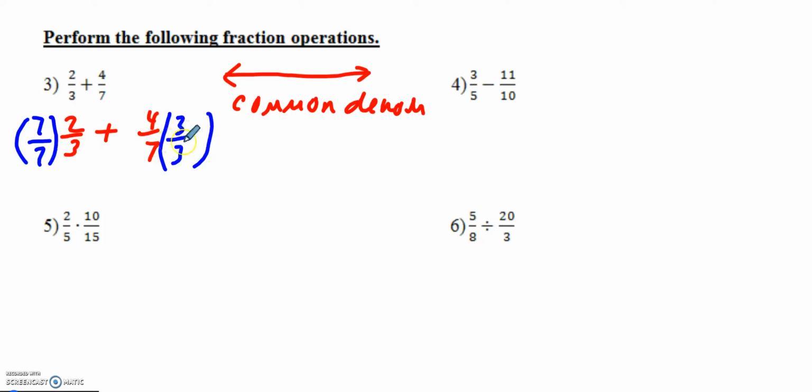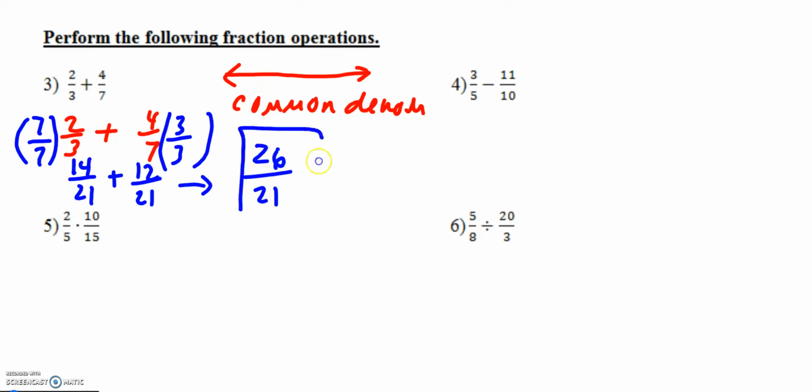Then we would multiply to get what our common denominator. So we get 14/21 plus 12/21. The denominator never changes, so my denominator is going to have 21. 14 plus 12 is 26. I look at my fraction. There is no number that divides evenly into both 26 and 21, so I'm done here.